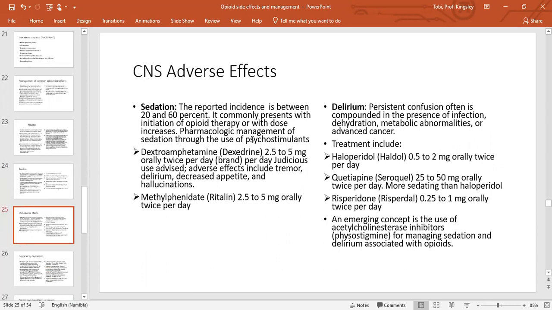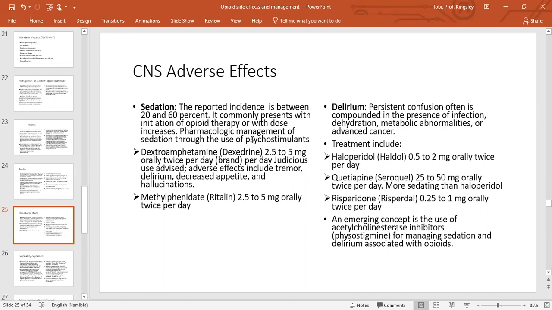We have some side effects which are centrally mediated. The sedation, all right, is more common than most of these other ones, at the rate of 20 to 60% of all your population who are on opioids. All right, most of the time sedation occurs with the start of the medication. All right, and dextroamphetamine orally twice a day may be used, and methylphenidate may also be used in managing sedation due to opioids.